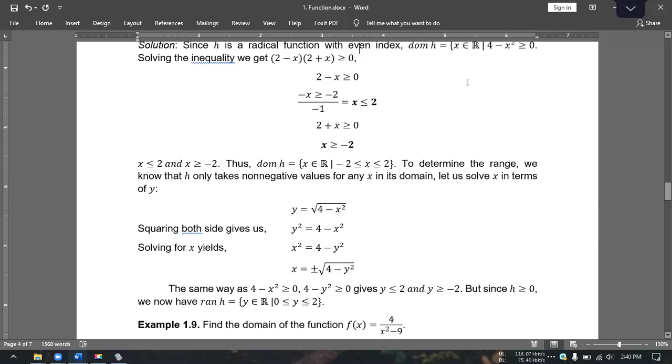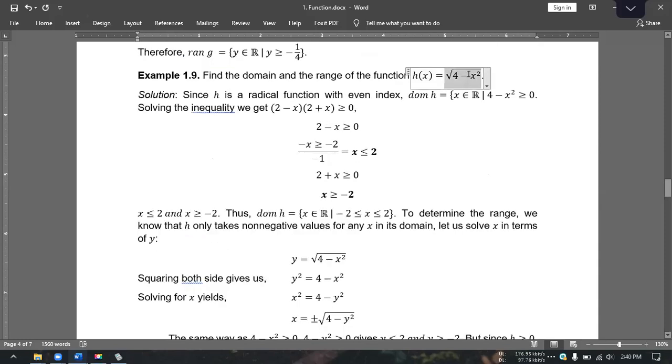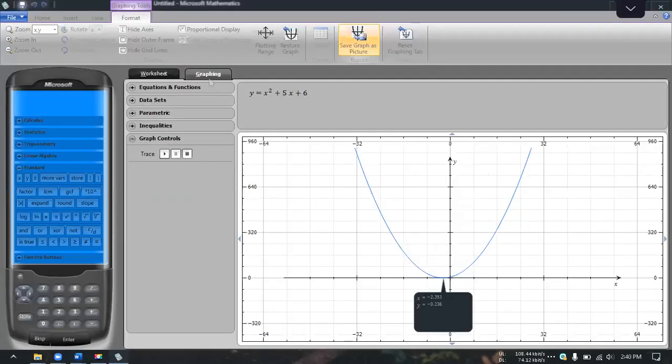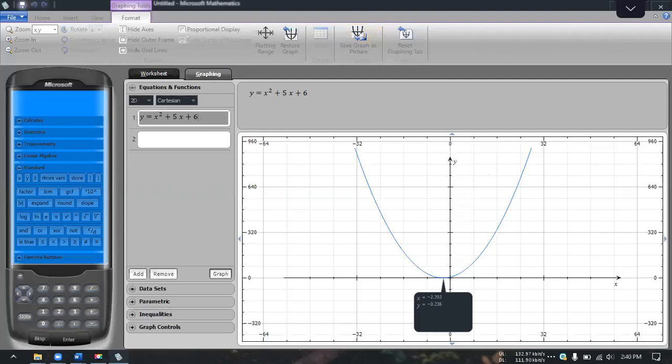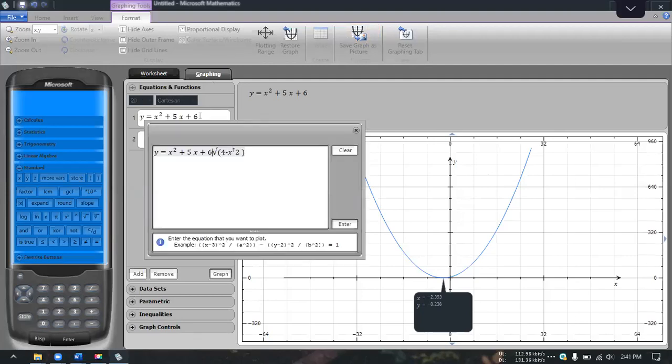Let me copy this function. So this is our function. If you have questions, just ask. Y is equal to, the program cannot read the square root, that's why I have to use a different form.